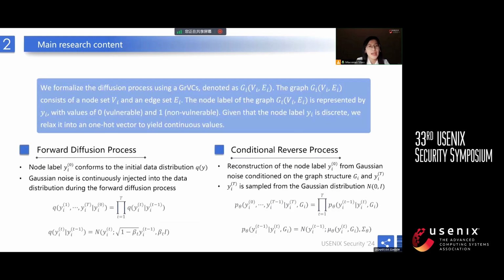In this slide, we give the specific definitions and formulas of the forward diffusion process and conditional reverse process. Gaussian noise is continuously injected into the node label distribution during the forward diffusion process, which is essentially a Markov process. The reverse diffusion process is a conditional probabilistic diffusion process, which learns to reconstruct the forward diffusion process. It is also a Markov process.